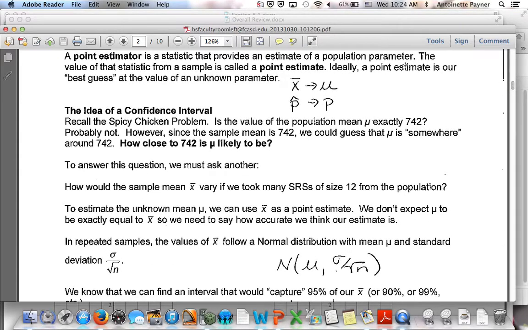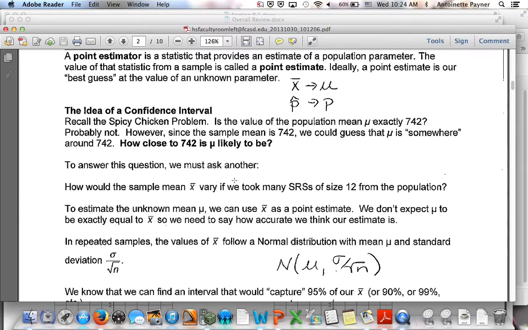So what's the idea here? Back to that spicy chicken problem. Is the value of the population mean, mu, exactly going to be 742, the exact x bar? Probably not. However, since the sample mean is 742, we could guess that mu is somewhere around that. So we need to figure out how close to 742 mu is likely to be.